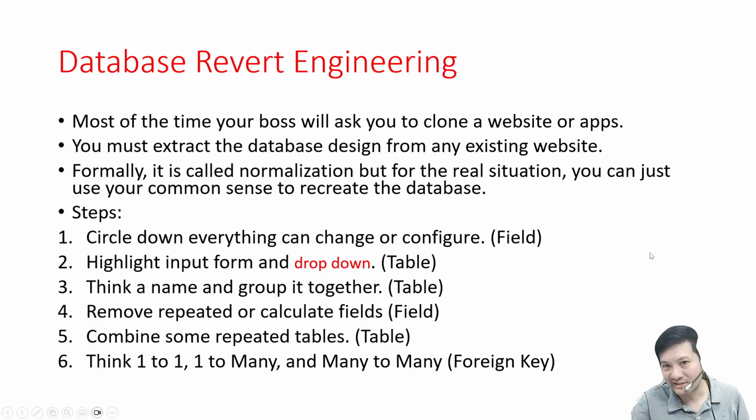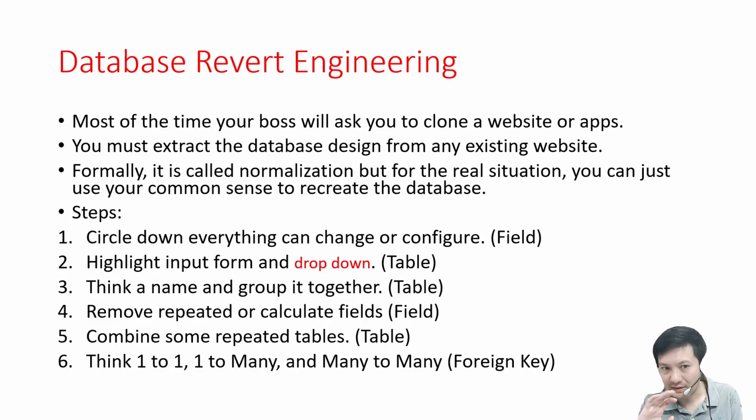Your boss sometimes just tells you to clone other websites or apps from another company, or clone or merge, combine a few apps together to build a new app. This is a very common case every time I do that. You need to extract the existing system, reverse engineering into the database structure. Formally it's the so-called normalization, but in the real world, you can have some tricks and steps to resolve the problem by your common sense. It will give you similar output.